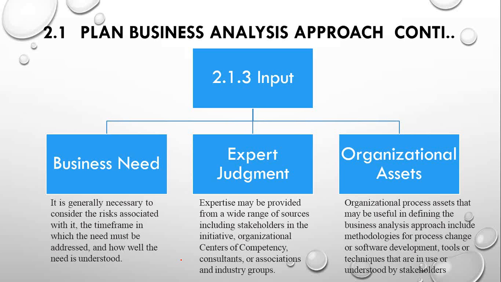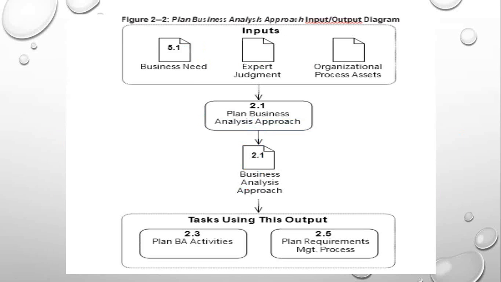Always try to remember that in CBAP, a lot of questions are very direct: what are the inputs for the business analysis approach? Then you need to call these three out. These are the three inputs for the business analysis approach: business need, expert judgment, and organizational assets.